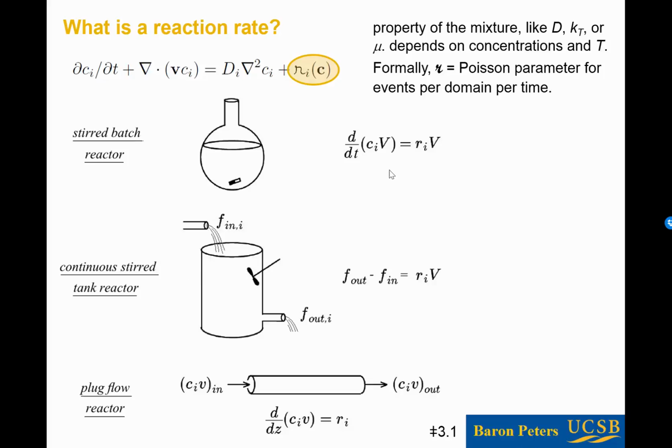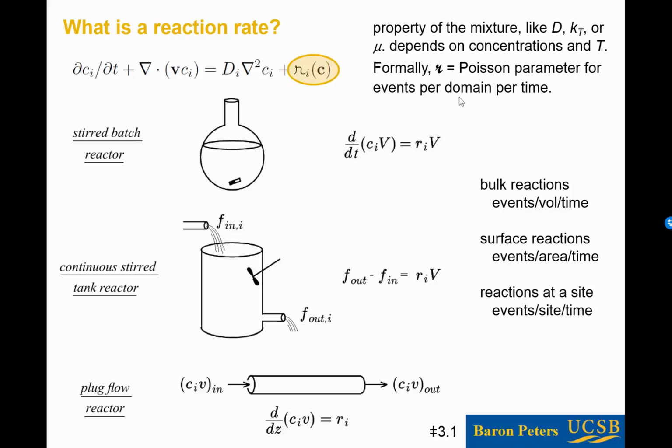And so the reaction rate itself doesn't have to necessarily be identified as a concentration derivative as a function of time. Instead, we should think of the reaction rate as a property of the mixture. Much like a diffusivity or thermal conductivity or viscosity, it depends on the composition of the mixture and on the temperature. And formally, it is a Poisson parameter that tells you about the expected number of events per domain per time. And so that's a perspective that we will adopt quite often in the course, thinking about reaction rates as Poisson parameters and thinking about these things as stochastic processes.